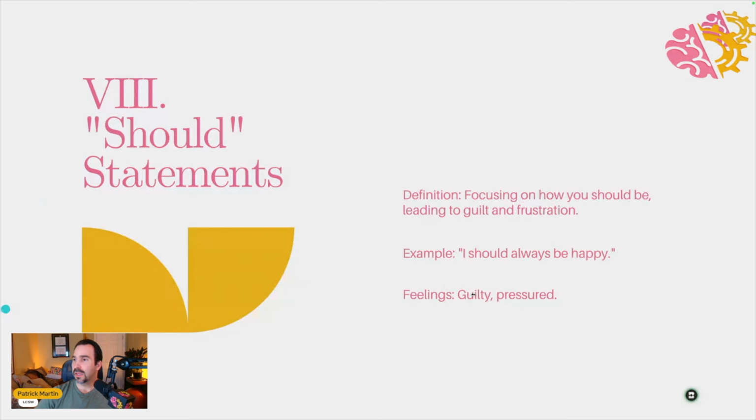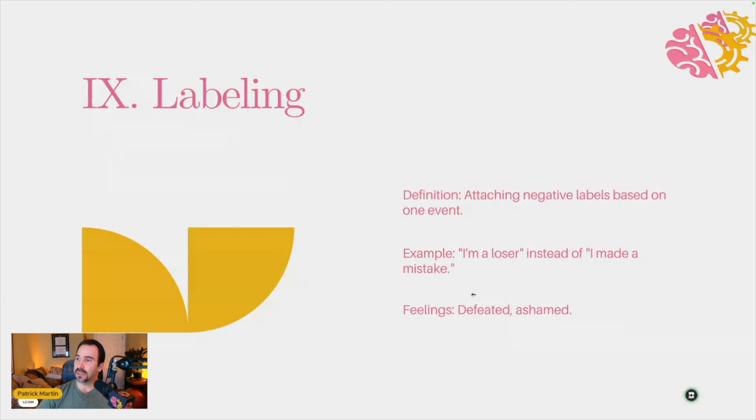Okay. Next we have labeling. So labeling is just what it sounds like. I'm so stupid. Why did I do that? It's when we label, literally like stamp something on our forehead, like you idiot. That was so stupid of you. Why did I do that again? I can't believe I did that again. I'm unlovable. I'm incapable. Whatever it is, I'm unworthy, right? Whatever these thoughts are that we're having is a form of labeling of ourselves, right? It's attaching negative labels based on one event.